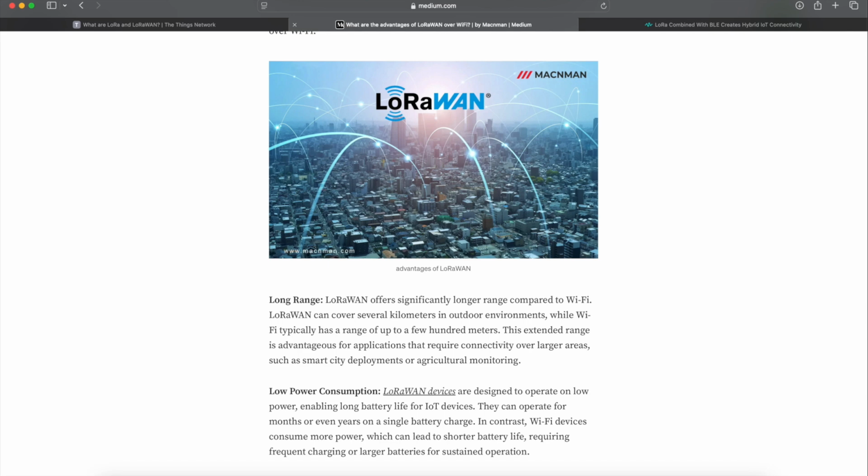Low power consumption. LoRaWAN devices are designed to operate on low power, enabling long battery life for Internet of Things devices. They can operate for months or even years on a single battery charge. In contrast, Wi-Fi devices consume more power, which can lead to shorter battery life, requiring frequent charging or larger batteries for sustained operation.